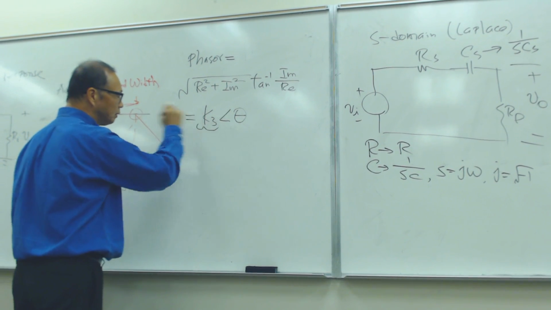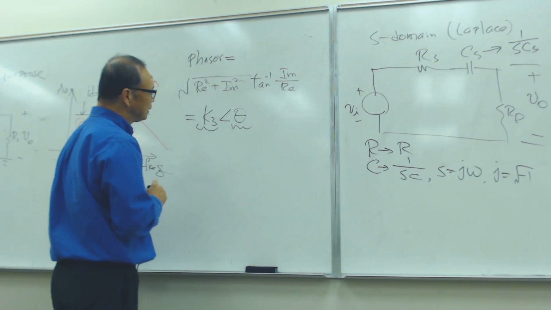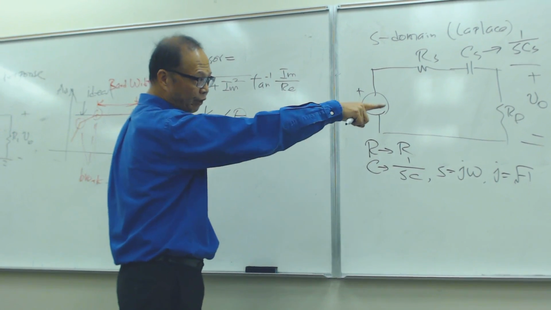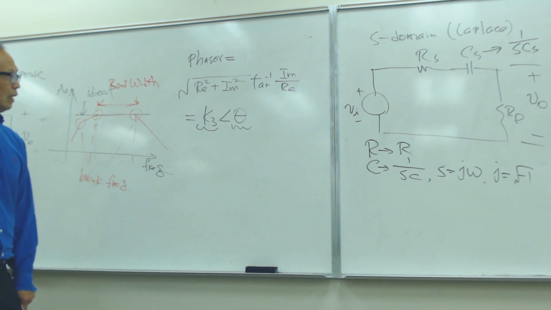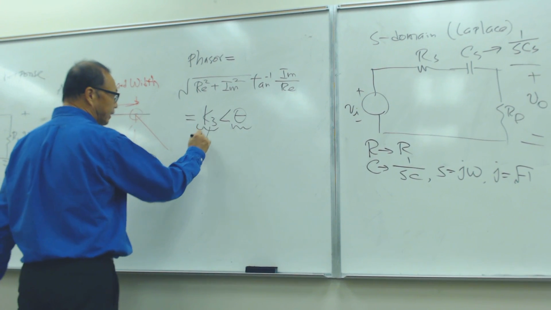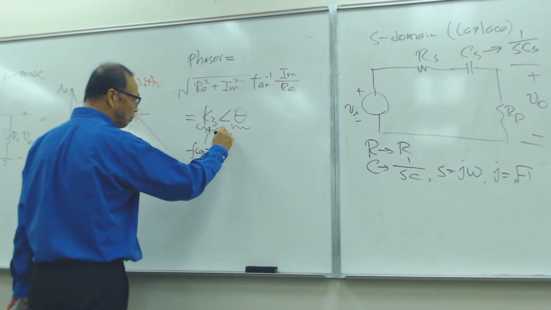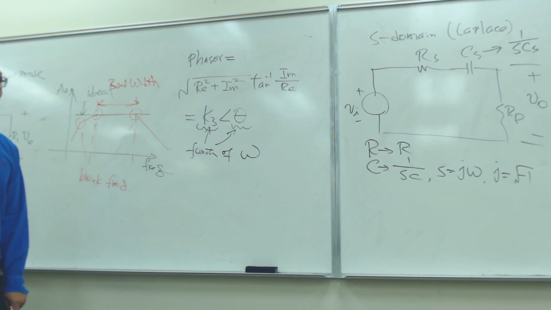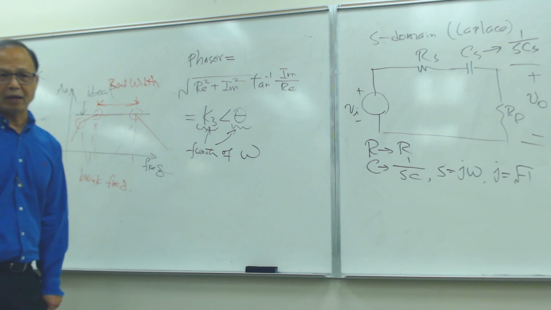So this is the magnitude of the phasor, and that is the phase of the phasor. And again, this came directly from the complex number. Yes? Okay, please remember that both of these are a function of what? Of omega, right? Because if you look at real and imaginary, all these are functions of omega.